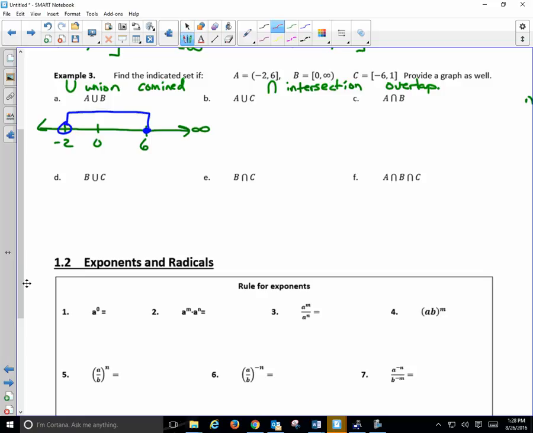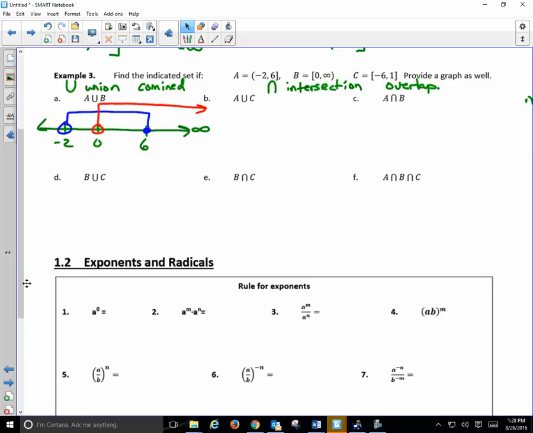B, 0 to infinity. So when it asks for A union B, it means that you can either be part of A or part of B or part of both of them. So I'll give you a number. You tell me if it's part of A, B, both, or none. Okay? 20.